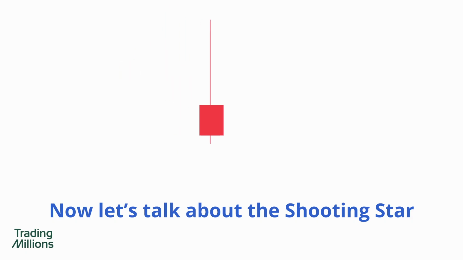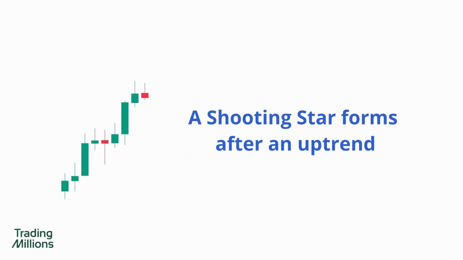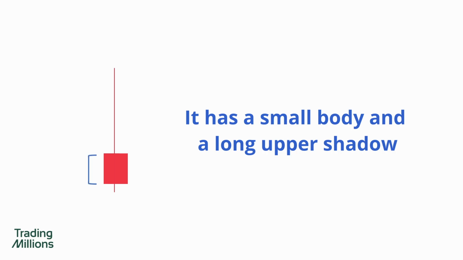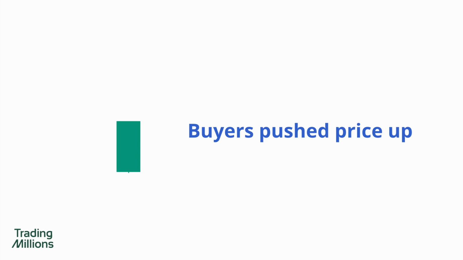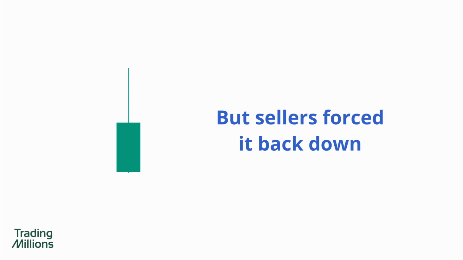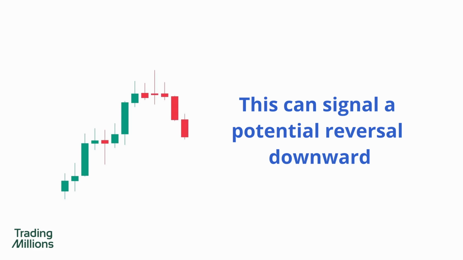Now let's talk about the shooting star. A shooting star forms after an uptrend. It has a small body and a long upper shadow. This shows rejection of higher prices. Buyers pushed price up, but sellers forced it back down. This can signal a potential reversal downward.